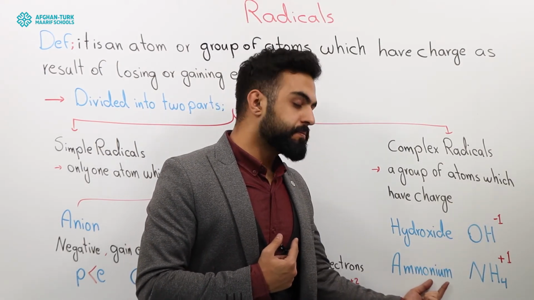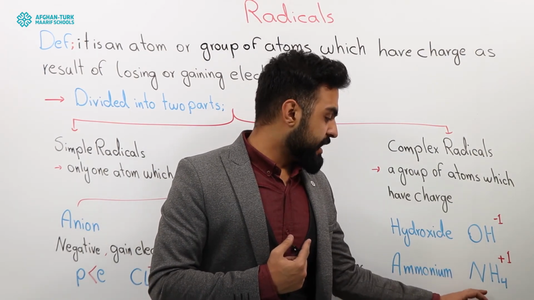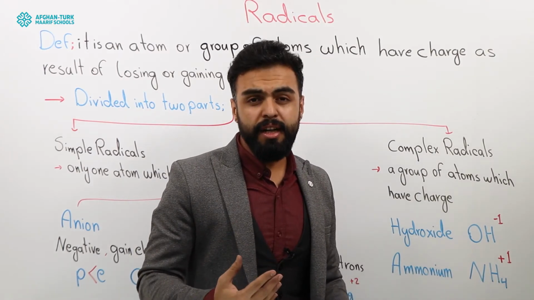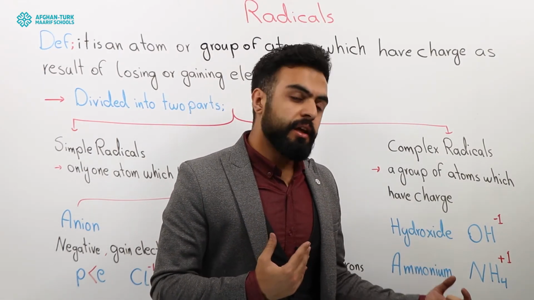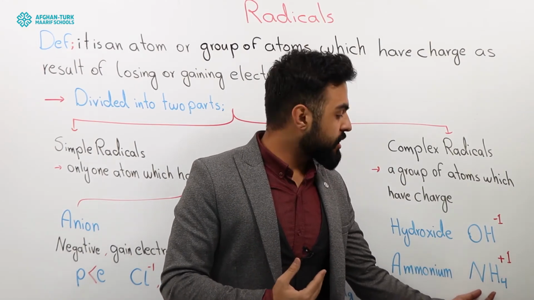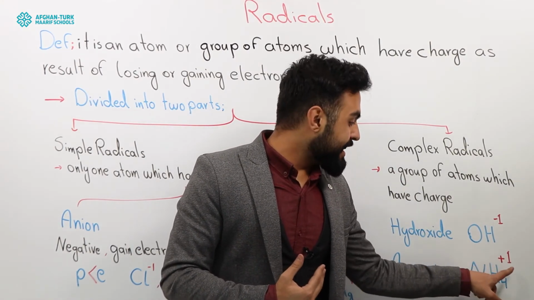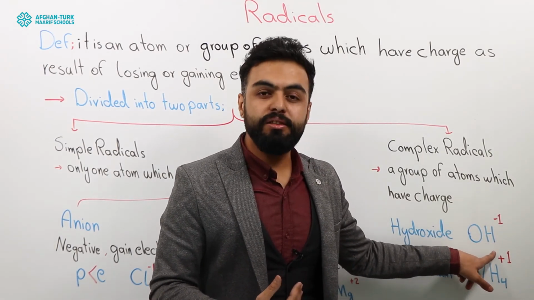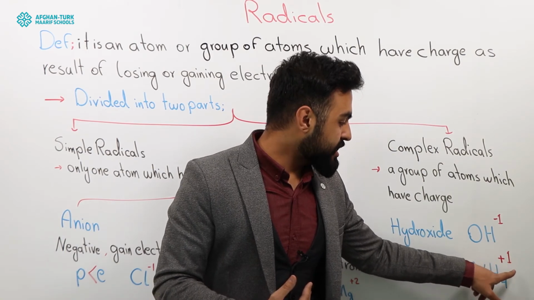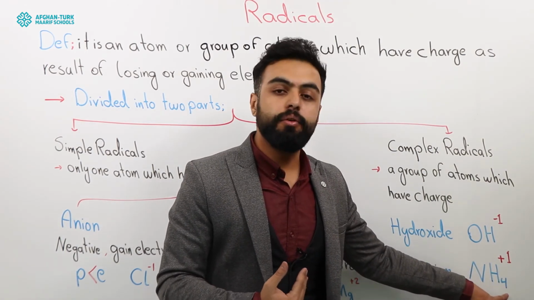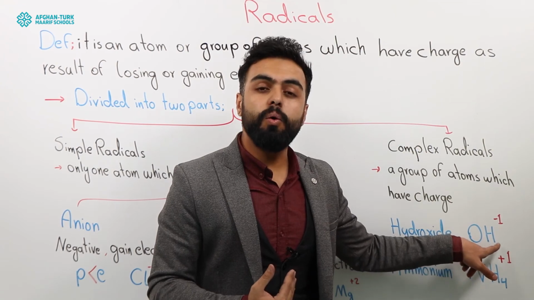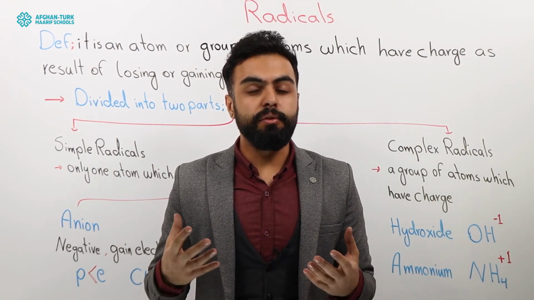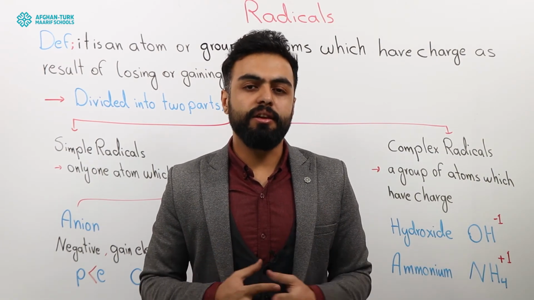And ammonium. Ammonium is made of 1 nitrogen and 4 hydrogen. So totally their charge here is +1. This charge is not only related to hydrogen. This charge is related to NH4, and this charge is related to OH. So that's all about the radicals, the simple radicals and the complex radicals.